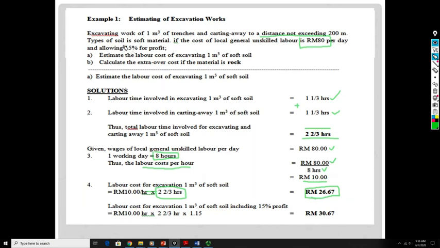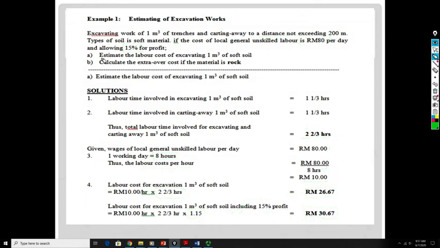Then you need to include the profit, which is 50%. That's why it comes here like this, 1.5, because 100% is this one, and you need to add another 50%. The profit, you add this one, it will be 150%. So it will be like this, 1.5. So after you multiply, you will get 30 ringgit and 67 cent. So that is for the soft soil.